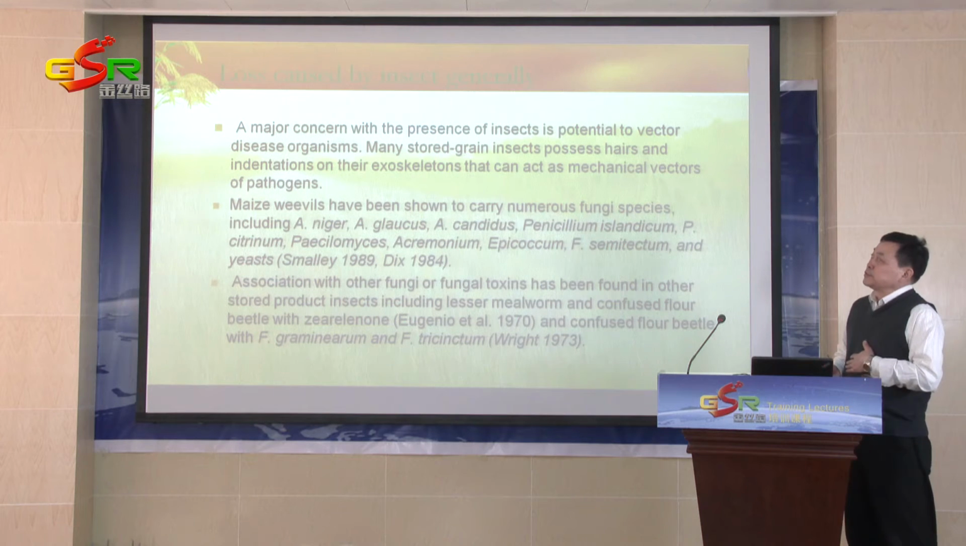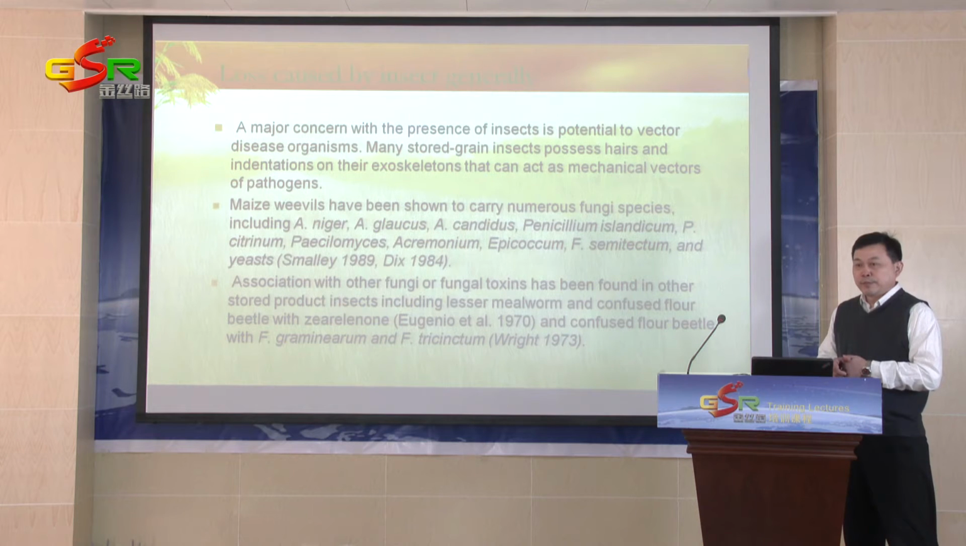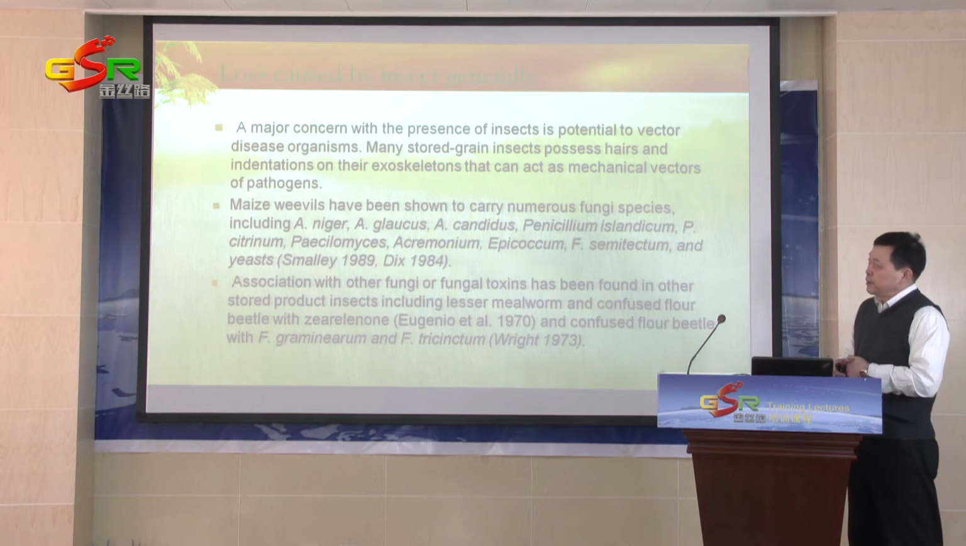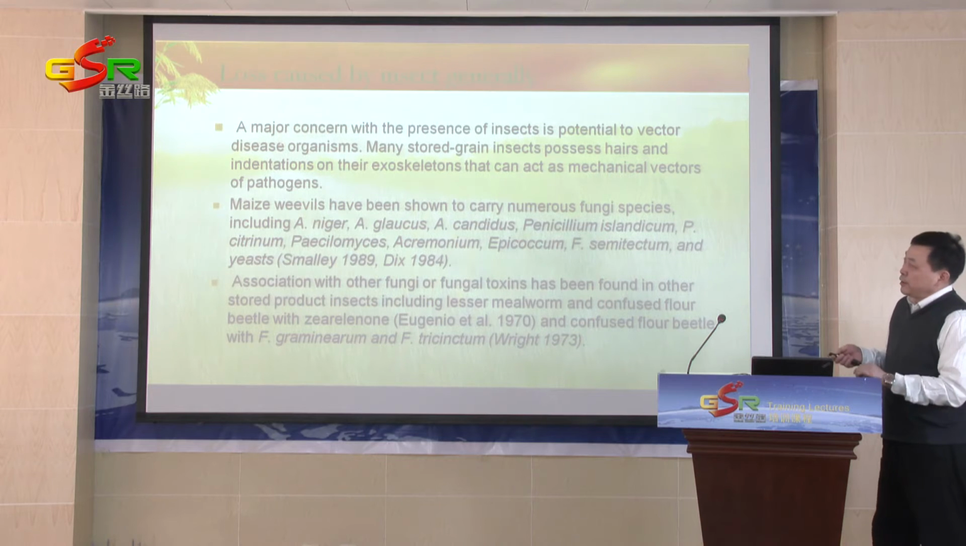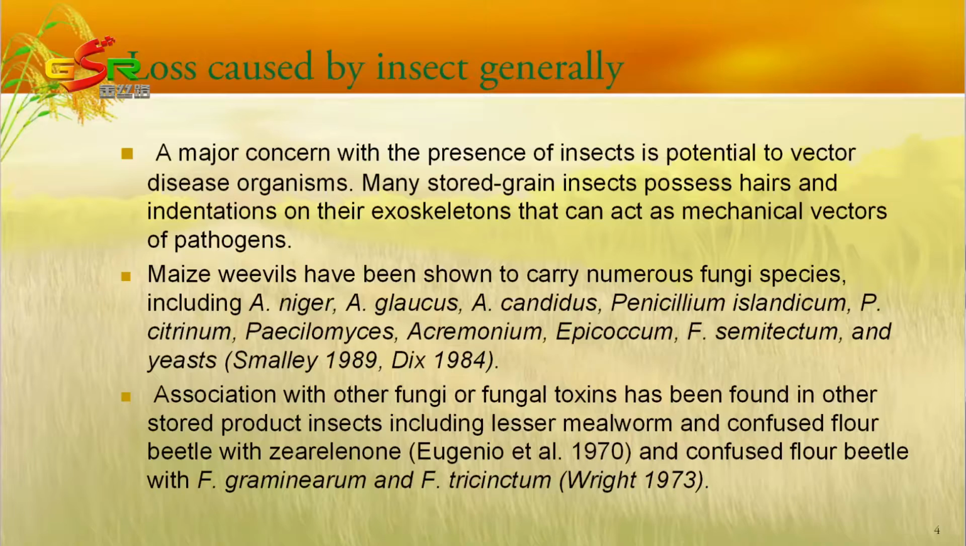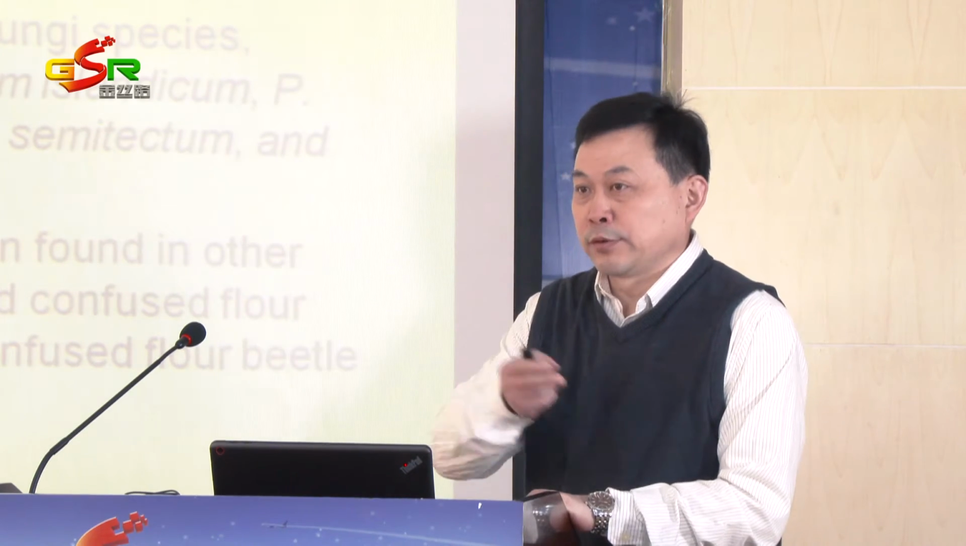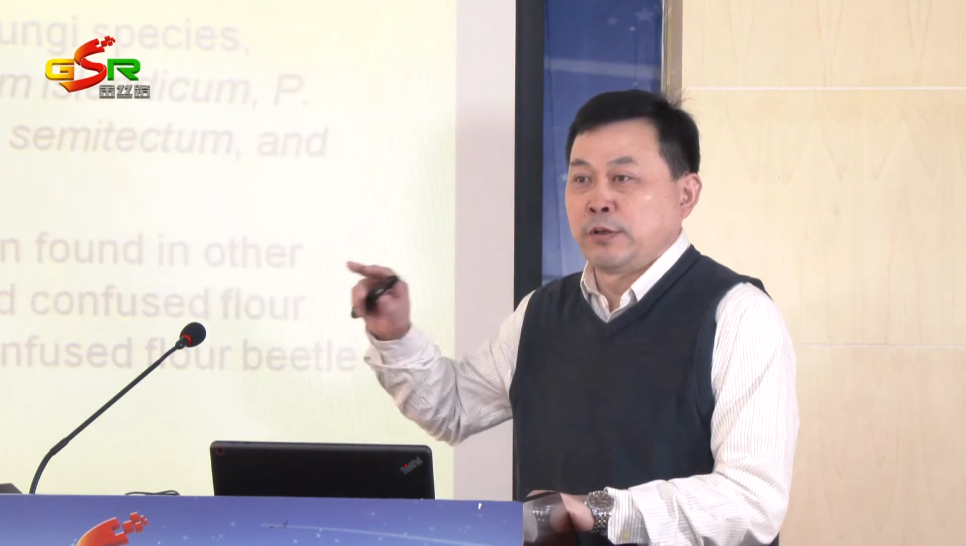The loss caused by the insect includes many aspects. The major concern with the presence of insects is that they are vectors of disease organisms. Some research gives us results: weevils can carry numerous fungus species from one place to another in the grain mass. Sometimes the fungi can produce fungal toxin. Meanwhile, insects can also carry it from one cereal to another part of the cereals.